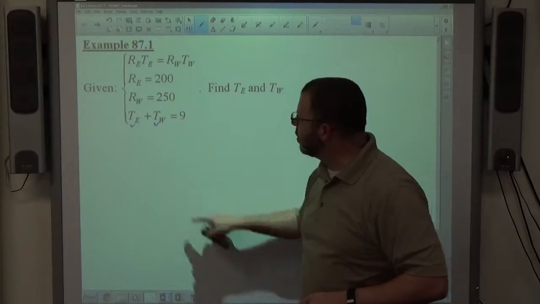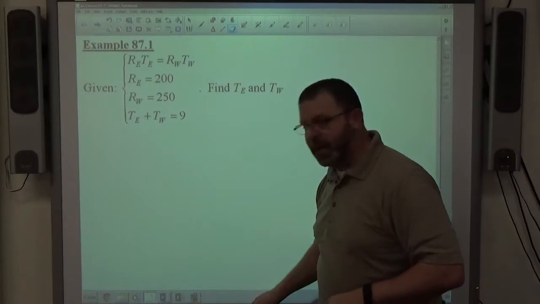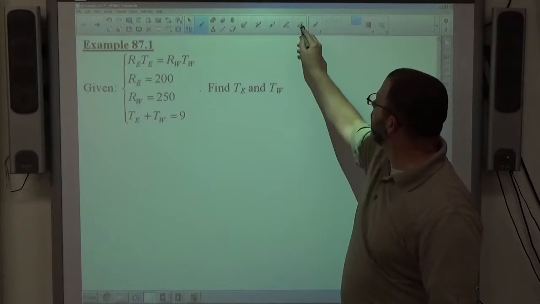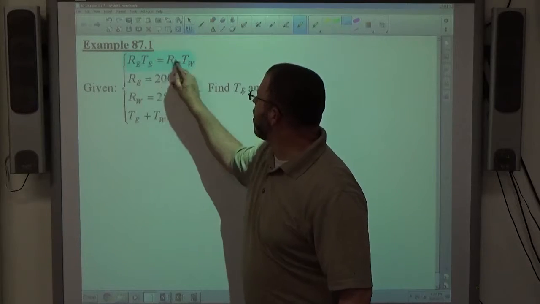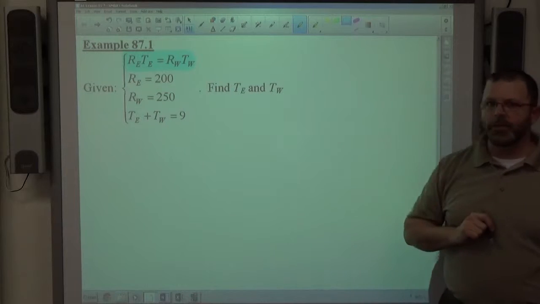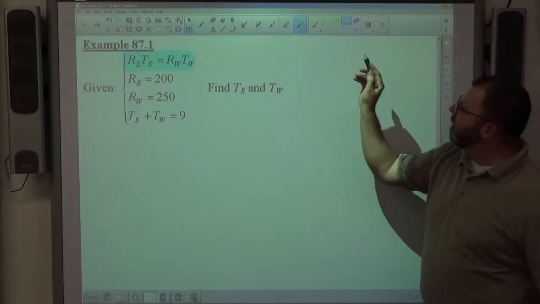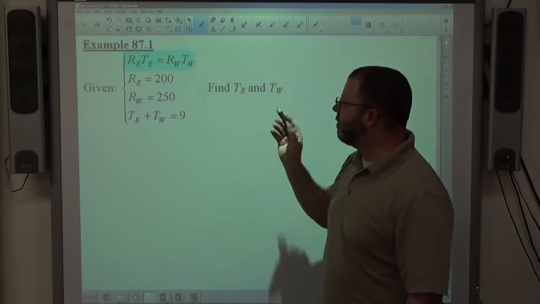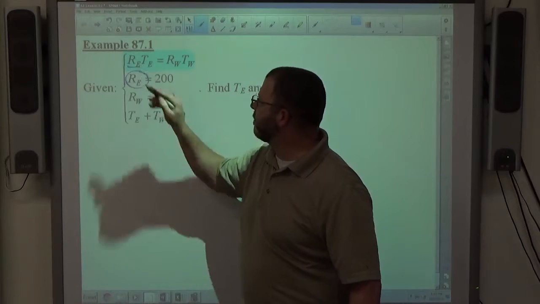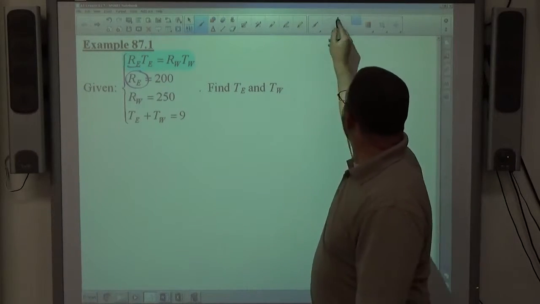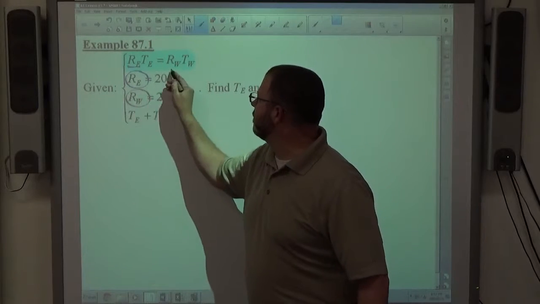So the first thing I want to do is identify for myself the main equation, because again, that's your first priority always. My main equation here is R sub E, T sub E is equal to R sub W, T sub W. Then if we start looking at what we know about everything else, I've got that R sub E has a different version of itself. I've got R sub W has a different version of itself.